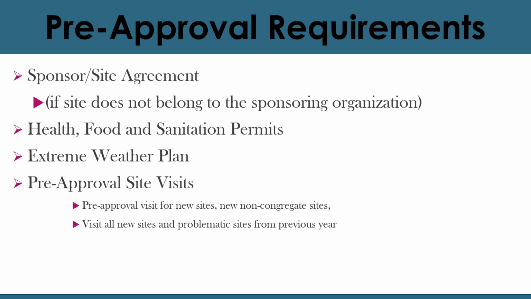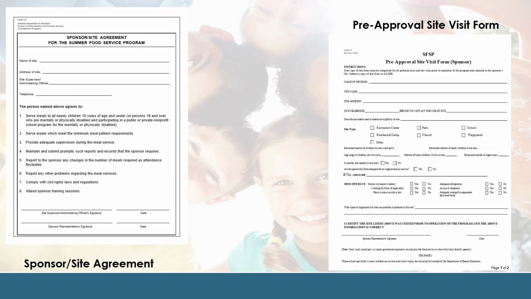Also, you should have an extreme weather plan. Also, you should have pre-approval site visits. Pre-approval visits for new sites and new non-congregate sites are required, and you must visit all new sites and problematic sites from the previous year. You must do a pre-approval site visit on them also. The forms that you'll use for the pre-approval visits and your agreements with new sites are presented here in this slide. This information can be found in the Break for the Plate website.